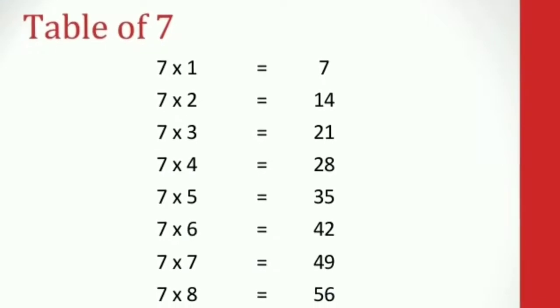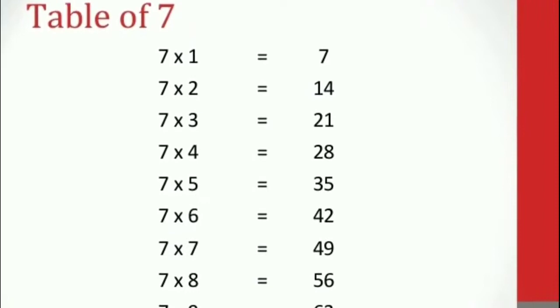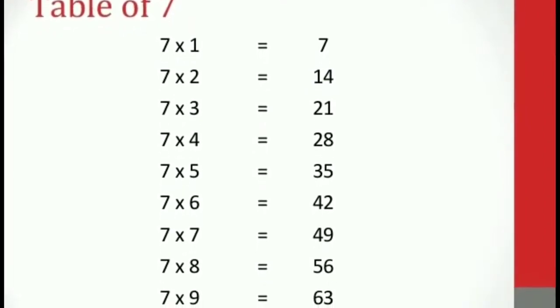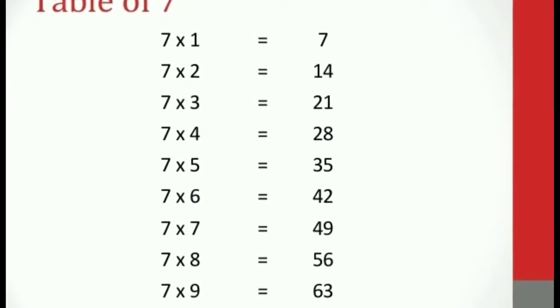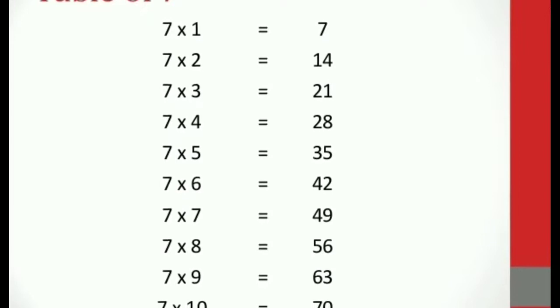Table of 7. 7 ones are 7, 7 twos are 14, 7 threes are 21, 7 fours are 28, 7 fives are 35, 7 sixes are 42, 7 sevens are 49, 7 eights are 56, 7 nines are 63, 7 tens are 70.